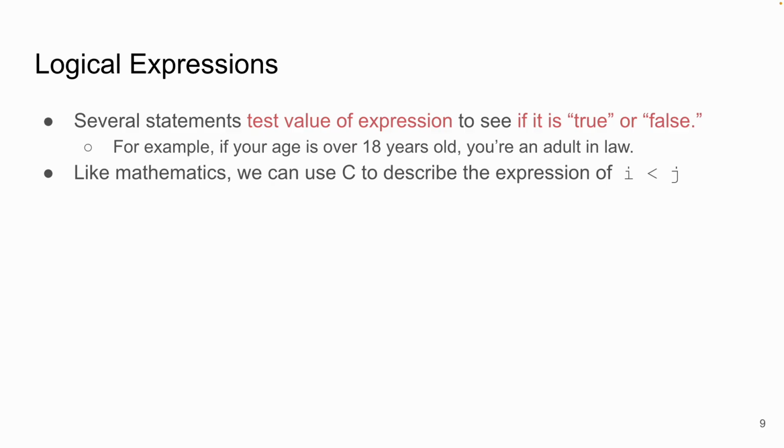So in our code, we often encounter situations where we need to determine whether a certain condition is true or false. And like in mathematics, we can also use C to describe this. In mathematics, we sometimes compare whether this value is larger than the other value, right? So in C, we can also do the same comparisons. We can write down expressions to describe the relationships, like whether I is smaller than J.